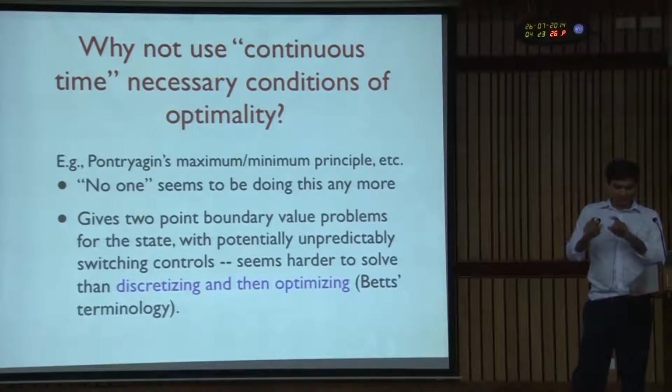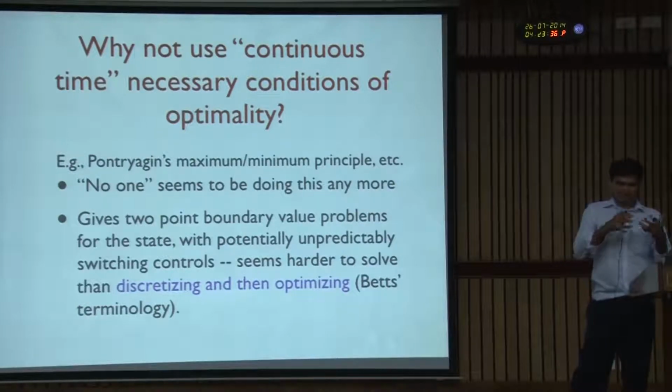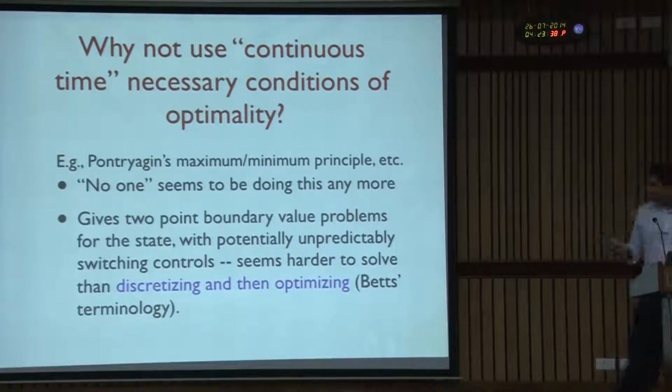What I mean by analytical stuff, by the way, is the equivalent of saying, if you want to minimize f of x, set df by dx equal to 0. That's what I mean by analytical. And then those are the necessary conditions for optimality. This is the equivalent of df by dx equal to 0 in this infinite dimensional context.